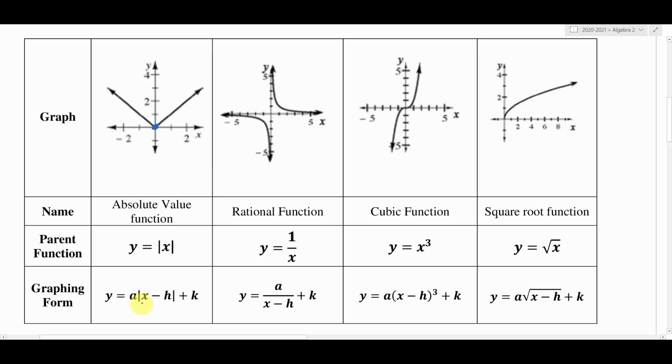All right, but then we go and we do stuff to it. We want to move it around. We want to reflect it. We want to stretch it. And this is what it looks like after we've done that stuff, right? So this is what we call our graphing form.